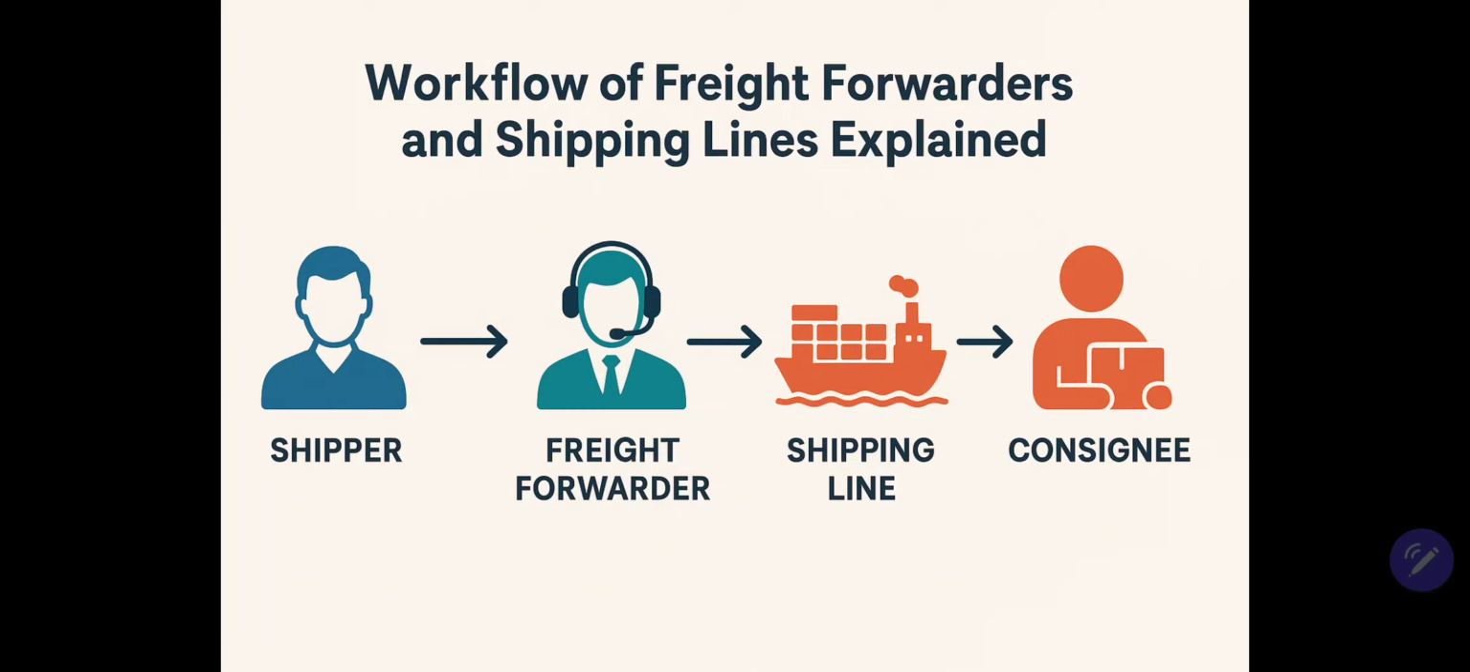In international trade, the movement of goods from one country to another involves multiple key players who work together to ensure smooth and efficient delivery. This workflow typically includes the shipper, freight forwarder, shipping line, and consignee.